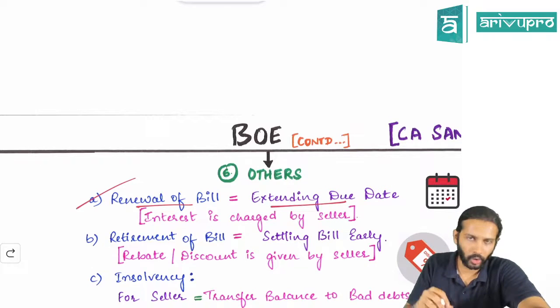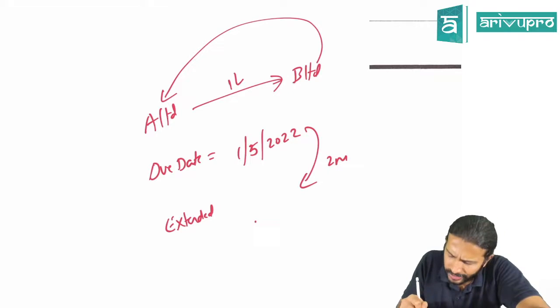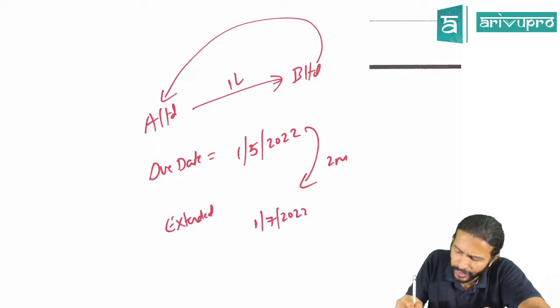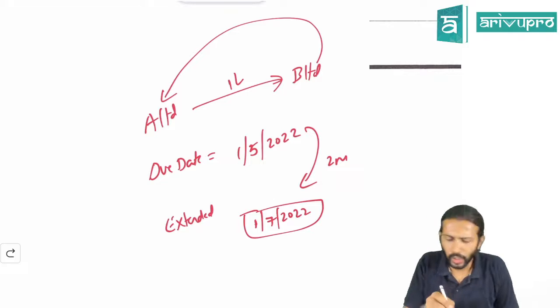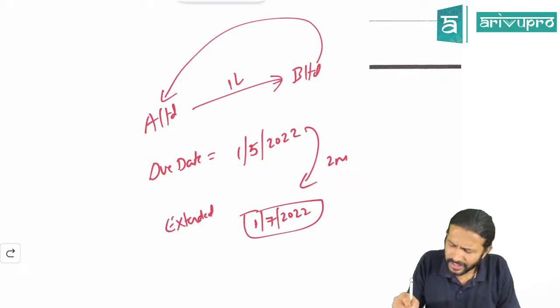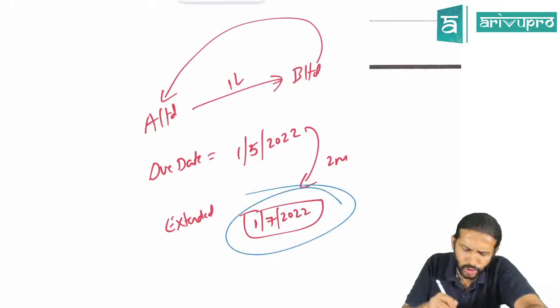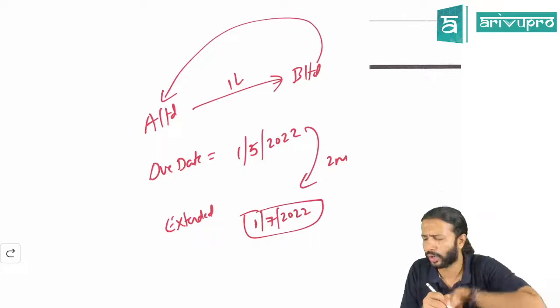Now, one question I'll ask you. Let's say it is extended by 2 months, so the due date will become May, June. That means 1st July 2022 will become the new due date. The revised due date will become 1st July. Do you think on 1st July 2022, A Limited will still accept 1 lakh rupees only, or will A Limited put one extra charge here?